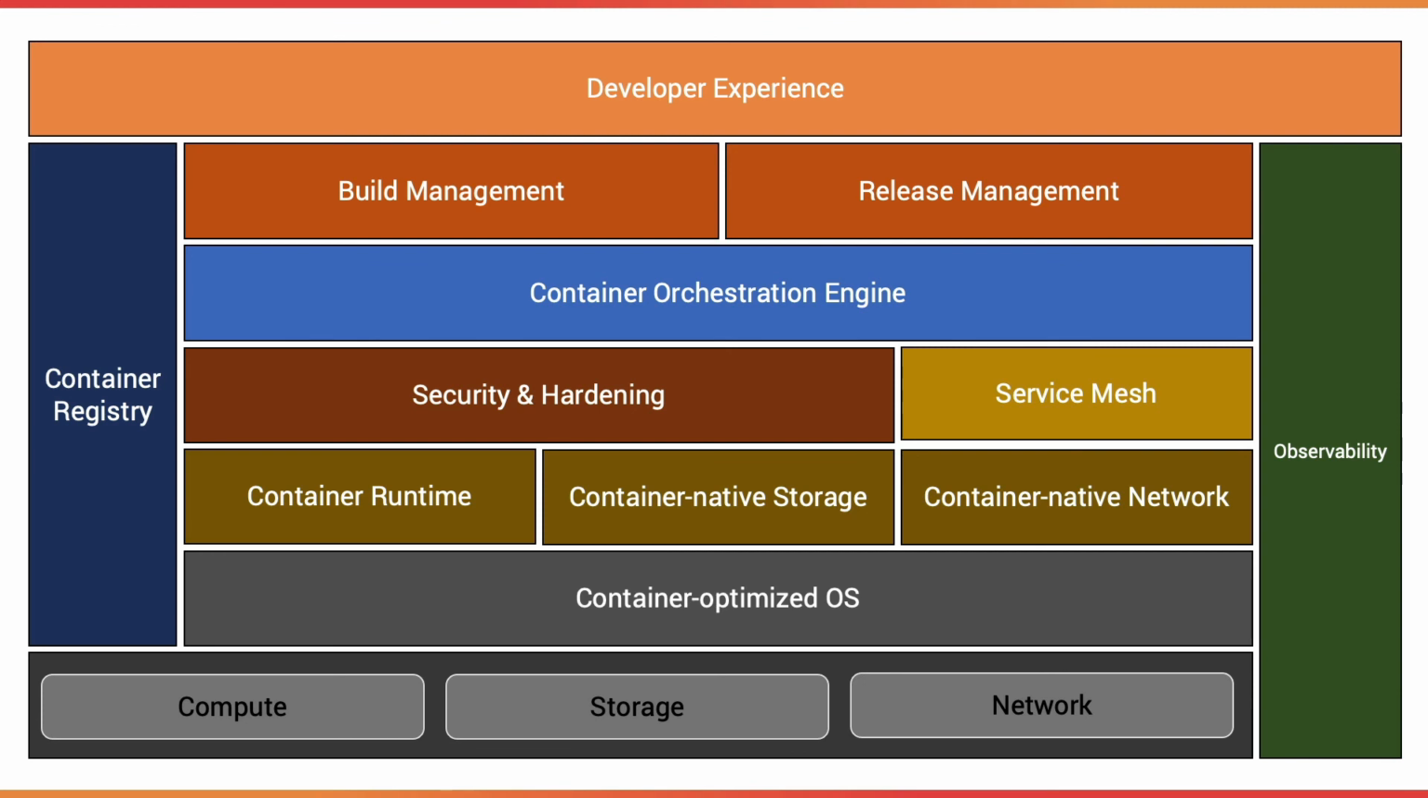Then the other important pillar is observability, and it cuts across the stack. Observability is not just specific to cloud native. And if you look at this green pillar, it is starting all the way from the compute, storage, and network and goes till your release management, because you got to perform observability across the stack.